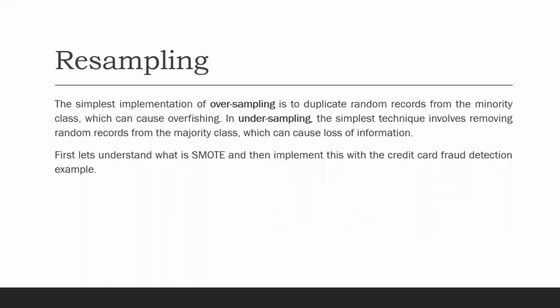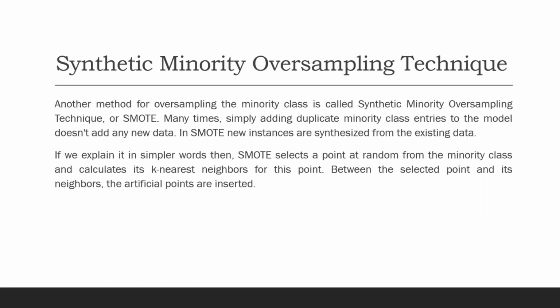The simplest implementation of oversampling is to duplicate random records from the minority class, which can cause overfitting. In undersampling, the simplest technique involves removing random records from the majority class, which can cause loss of information. First, let's understand what SMOTE is, and then let's implement this with the credit card fraud detection example.